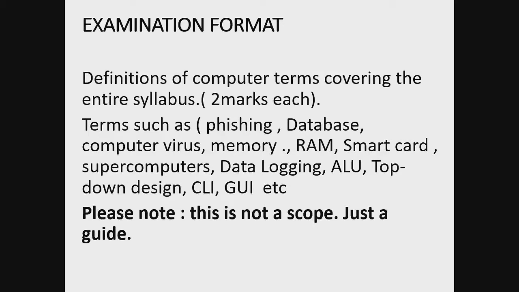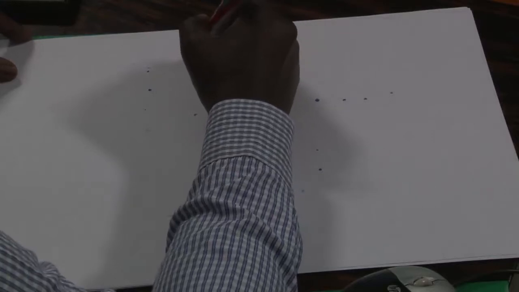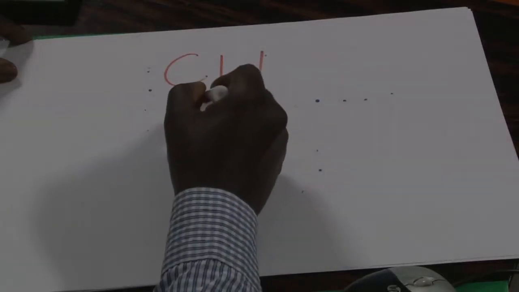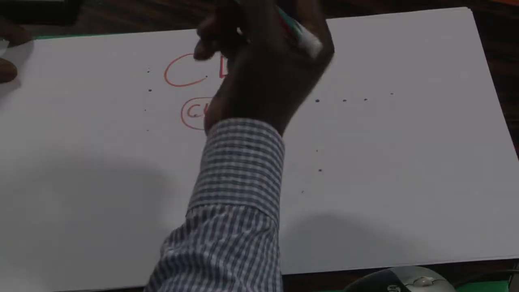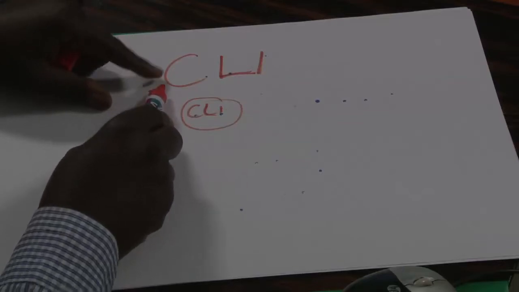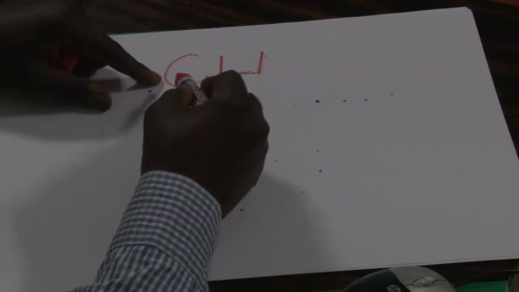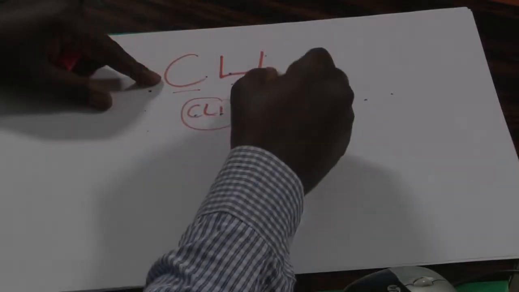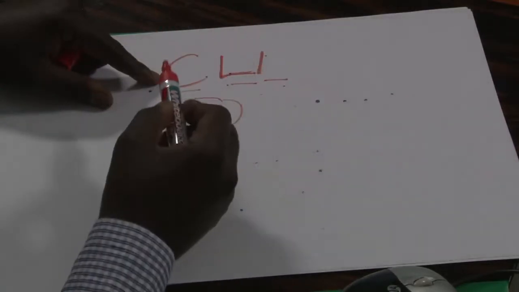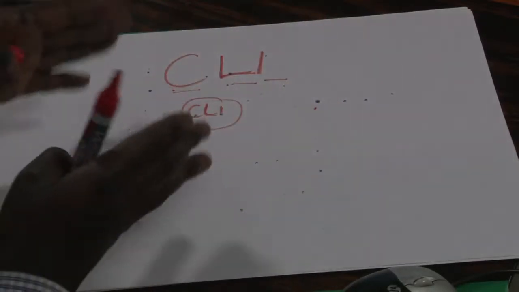I want to say something here. If you remember that word, CLI, it's not a word. I call it an acronym. Whenever you see an acronym written like this, it is not written in small letters. It is written in capital letters, in uppercase, meaning it is not a word on its own. It's an acronym, meaning the C stands for a word, the L stands for a word, the I stands for a word. So it is command line interface.